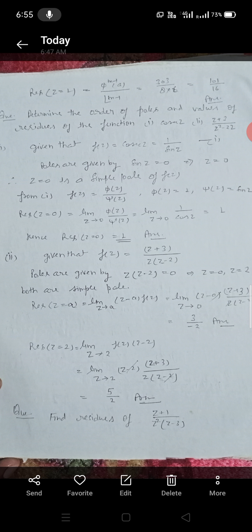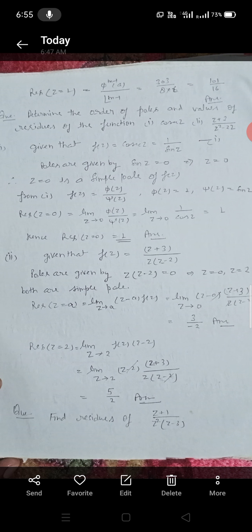Now for the second, given that f(z) is equal to (z plus 3) upon (z minus 2), poles are given by z minus 2 is equal to 0. This is z is equal to 2. Residue at z is equal to a is equal to limit z tends to a (z minus a) f(z) is equal to limit z tends to 2 (z minus 2)(z plus 3) upon (z minus 2) is equal to 5. And residue at z is equal to 2 is equal to limit z tends to 2 of (z minus 2) f(z), which is z plus 3, equal to 5.